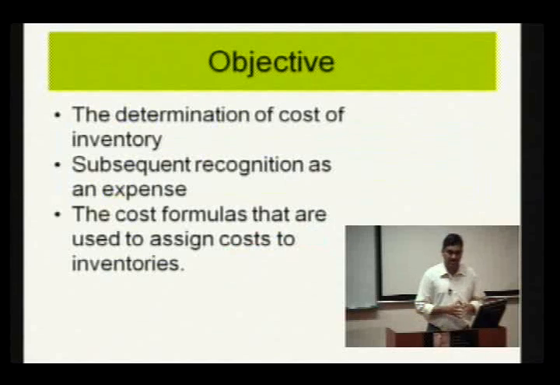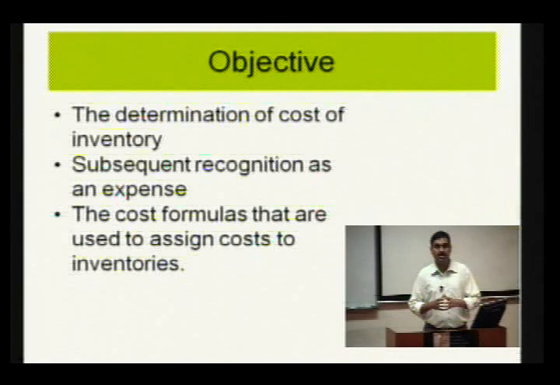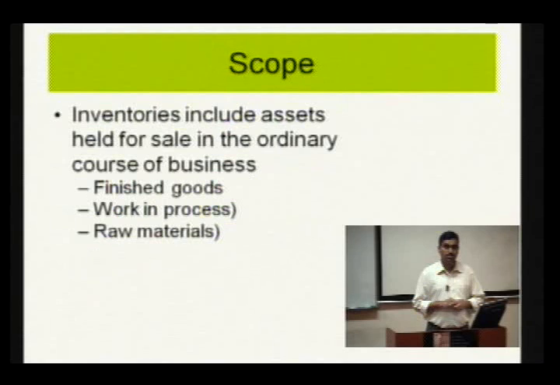The objective of this IAS 2, which will tell us about the determination of the cost of inventory, that is initial recognition, then subsequent recognition after the use, and then the cost formulas that are required to assign the cost to the inventories. So, what is the scope of it?